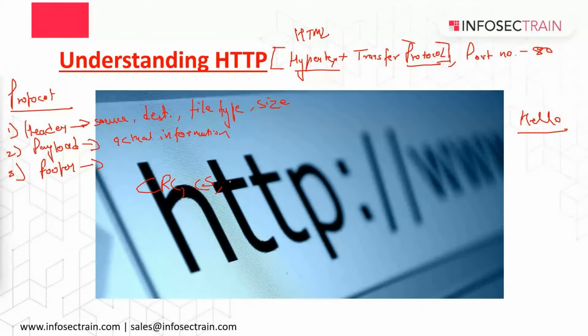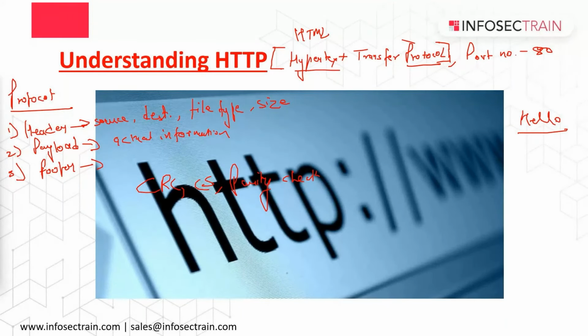What else? A parity check can be there. So it depends on the way they have deployed the mechanism of checking the errors. But yes, it is in the footer. Perfect. So this is how you define a protocol, right?